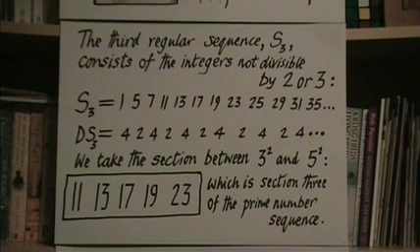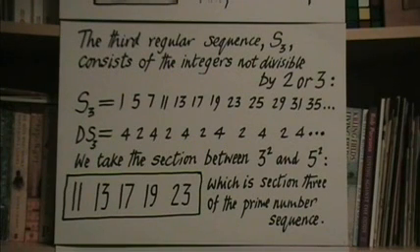Now we take the section between 3 squared and 5 squared, up to but not including 5 squared. 5 squared is the first composite in that series. 3 squared is 9, 5 squared is 25, so the section in that sequence between 9 and 25 has 5 primes in it, 11, 13, 17, 19 and 23, and that is the third section of the prime number sequence.